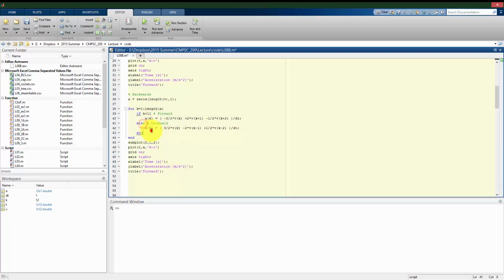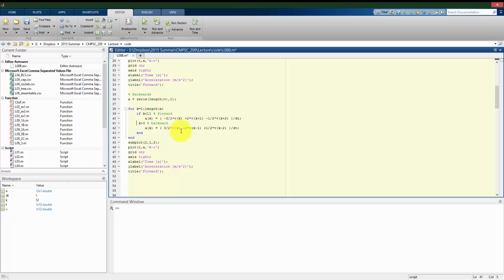So keep in mind, to use backward differentiation, I need the kth value, the k minus first, and the k minus second. So the problem I'm going to run into here is that if I try to use backward differentiation when k is 1 or 2, it's not going to work because I can't take k minus 2. I can't reference the 0th value of v or the negative first value of v. So what I want to use here is I want to use backward only when the k value is greater than 3.